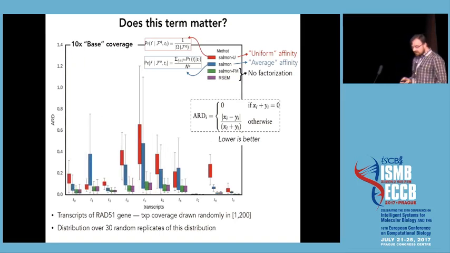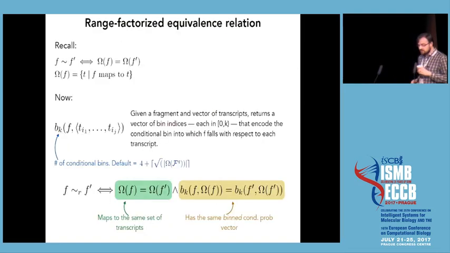And so what you can see is having the conditional probability for certain transcripts does seem to help. And the difference is magnified as you increase the coverage, right? As you have more coverage, you're getting more and more different types of fragments and more useful information from these conditional probabilities. And so it does seem that potentially we're losing something here. So we're interested in recovering it.